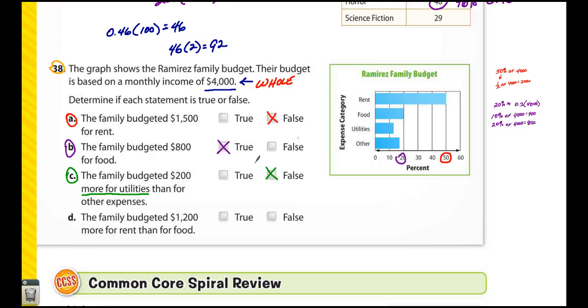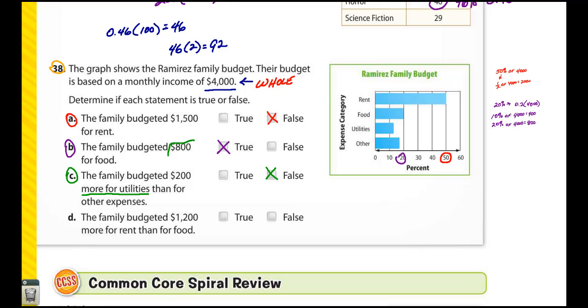Less. That's false. I don't even have to do the math on that. I just have to read the graph. And finally, they budgeted $1,200 more for rent than food. So there's the rent, 50%. There's the food. We already solved that the food was this 800.